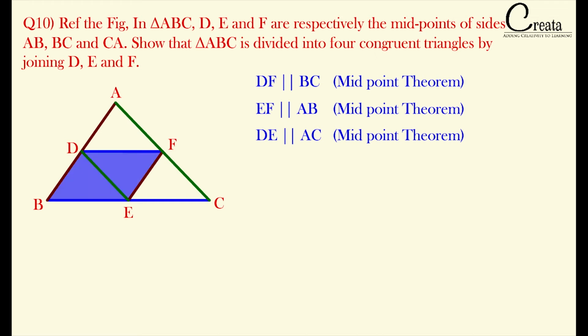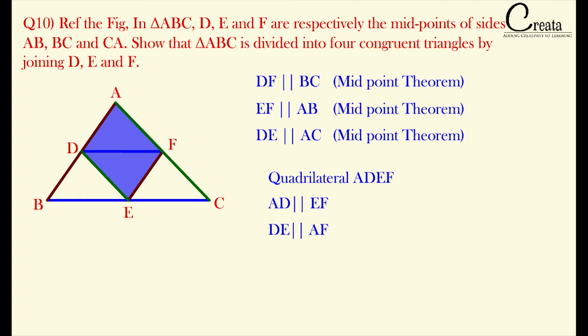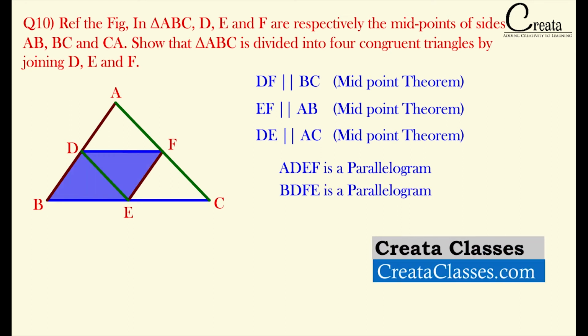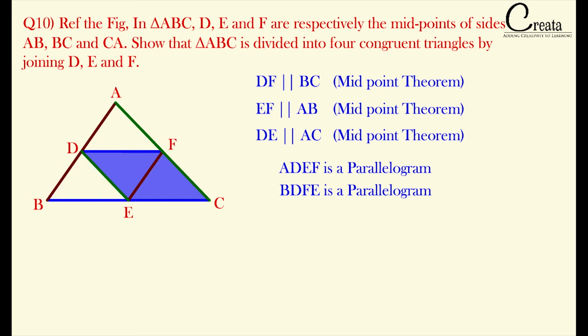Are you able to observe many quadrilaterals inside the triangle? And we have just seen the opposite sides of these quadrilaterals are parallel to each other. Like if we take the quadrilateral ADEF, we can say AD is parallel to EF and DE is parallel to AF. So we can say ADEF is a parallelogram. The opposite sides of a parallelogram are parallel to each other. Similarly, we can say BDFE, this quadrilateral, is also a parallelogram. Okay, the opposite sides are parallel to each other. Similarly, DFCE is also a parallelogram. So we got 3 parallelograms out of this triangle.